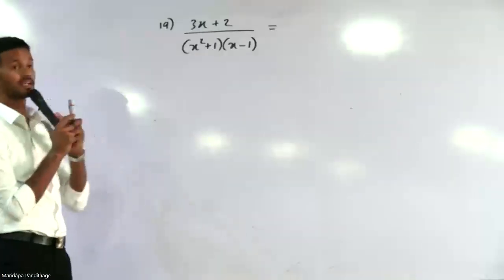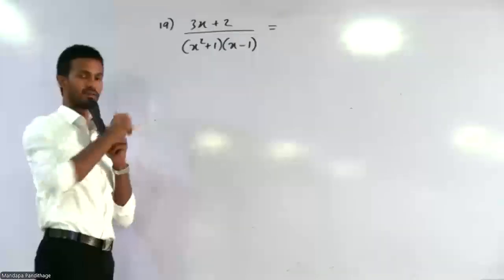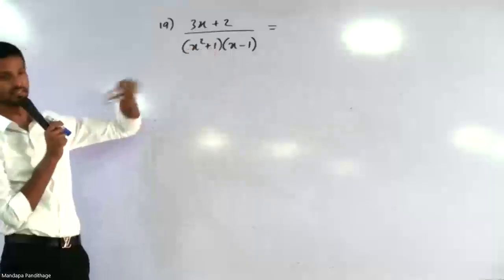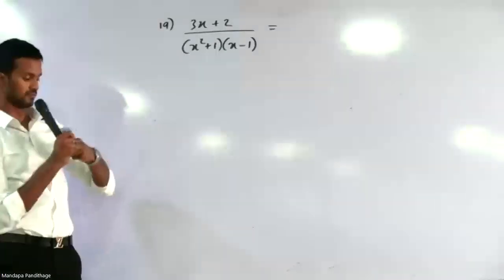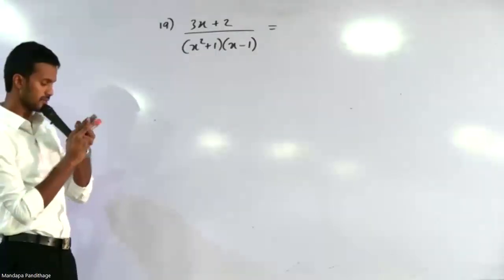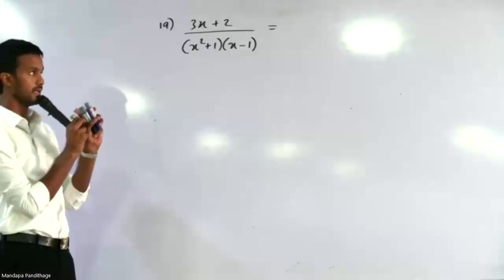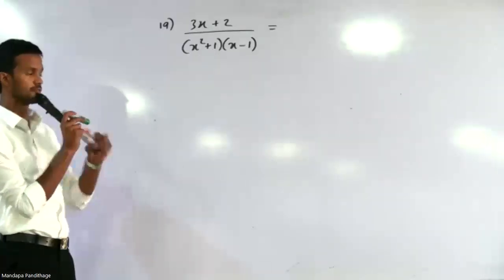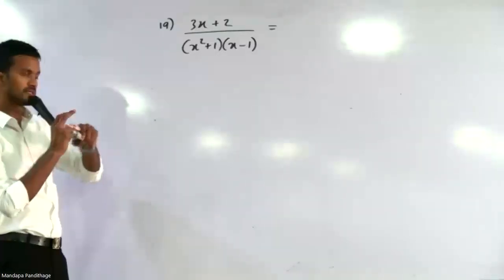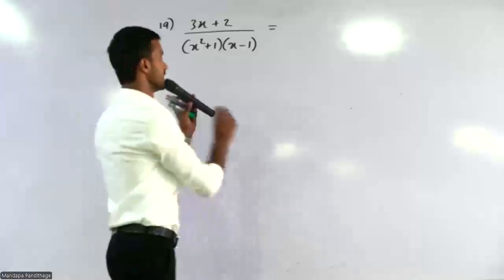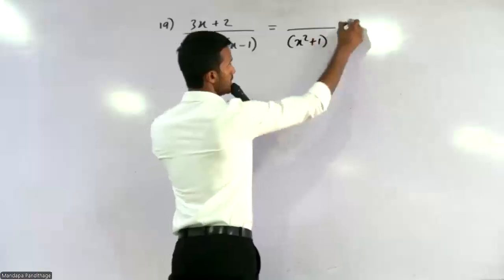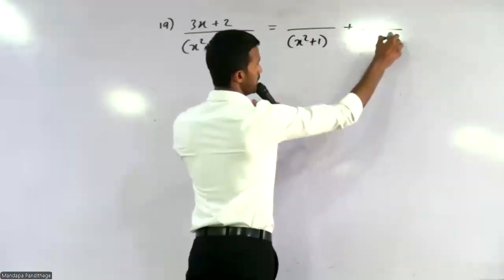You can't factorize x squared plus 1. There's no possibility of factorizing this again. So here you have completely factorized this. After completely factorizing, we have to write each factor in the denominator in a way that we have separate denominators. So you have to write x squared plus 1 plus x minus 1.